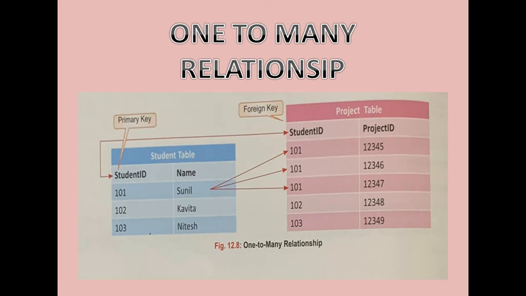So there is no restriction, you can enter many duplicate values in student ID. That is actually referring to one-to-many relationships. That is actually the meaning of one-to-many relationship.